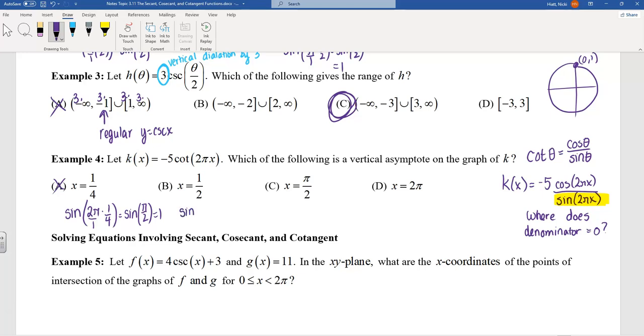I'll have sine of 2 pi times 1/2. And I can put that 2 pi over 1. That is going to give me sine of just pi, because the 2's can cancel each other out here. And at pi, my coordinates are -1, 0. So what is sine of pi? That's 0. This is your answer because your denominator would equal 0. And when your denominator equals 0, you get a vertical asymptote for that.